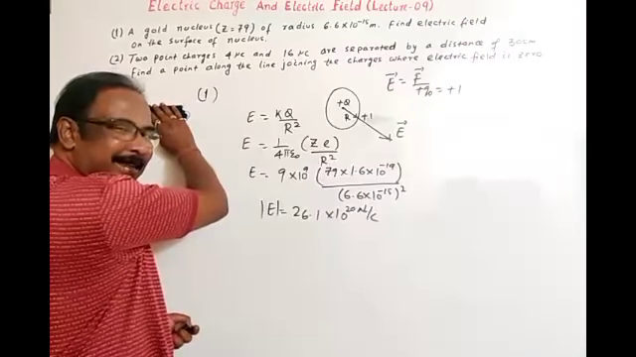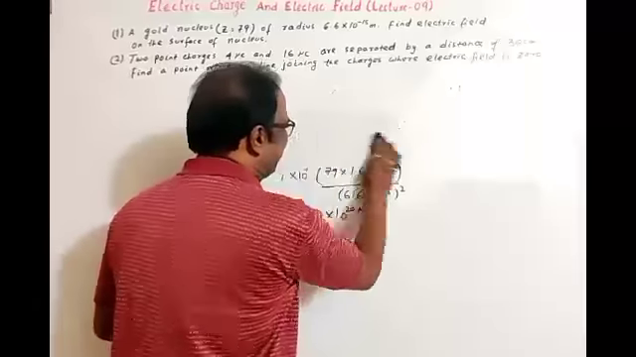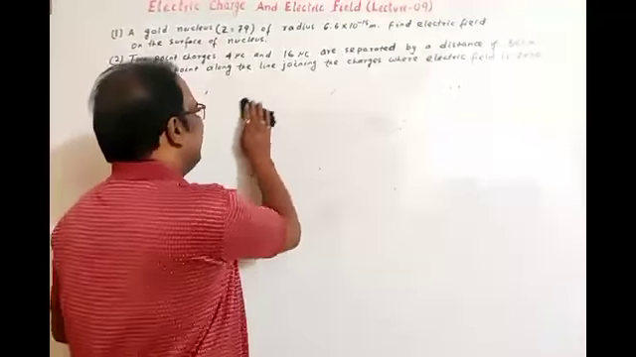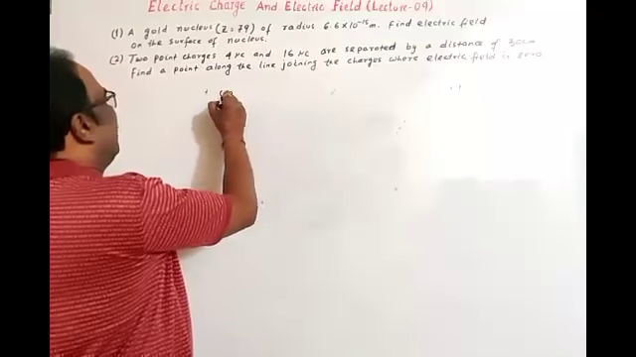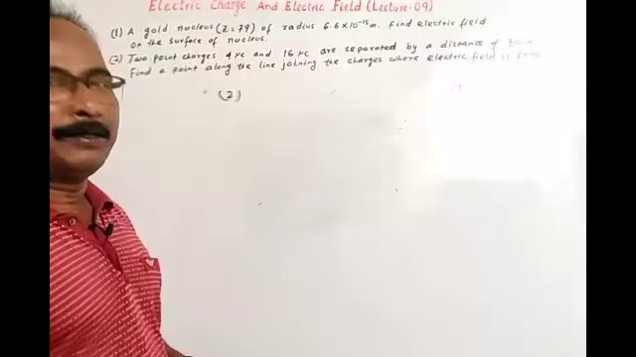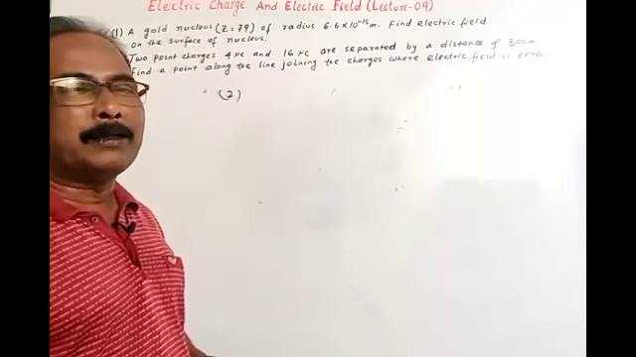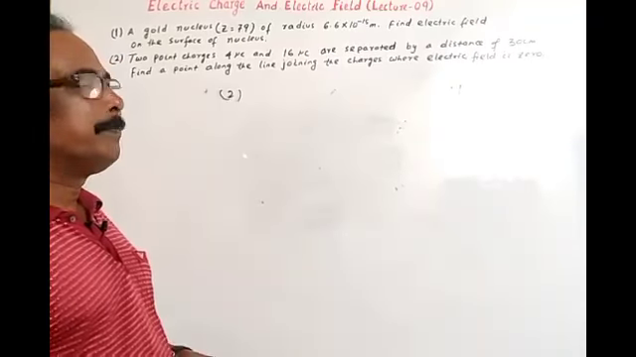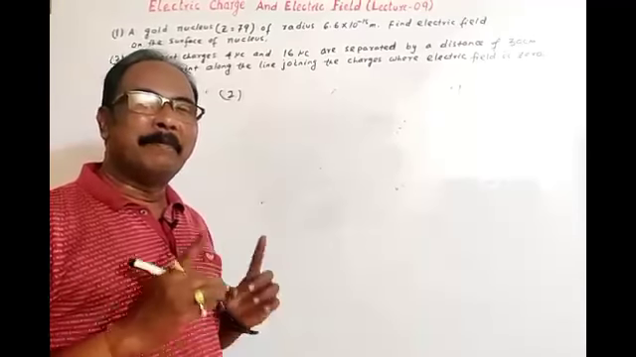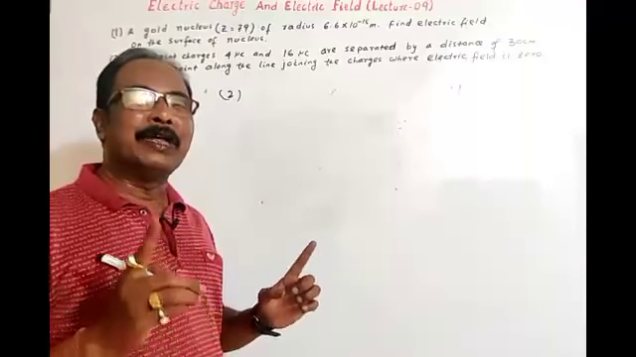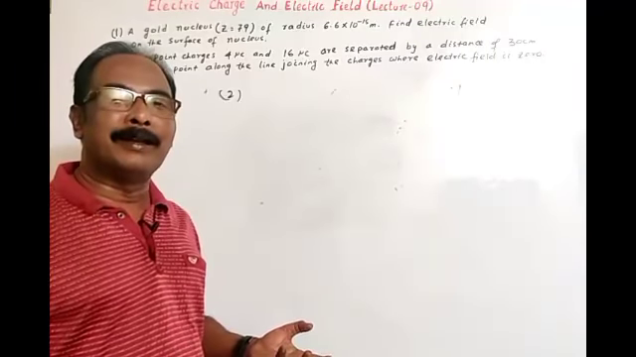Okay, this is a fundamental question on electric field due to a point charge. Can I erase it? Okay. Question number 2. In question number 2, 2 point charges of 4 microcoulomb and 16 microcoulomb are separated by a distance of 30 centimeter and it is asked to calculate a point along the line joining the 2 point charges where electric field intensity is 0.